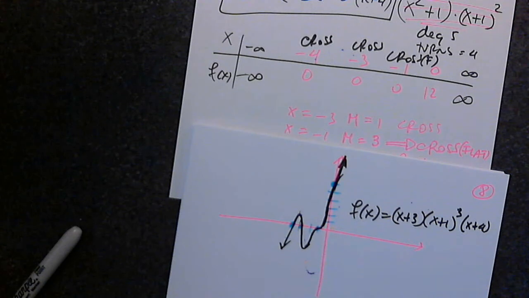Okay? So then it crosses at 0, 12 going to infinity. You see the difference between multiplicity 1 and multiplicity 3? It's totally different. It crosses only once, of course. All of them cross once, but very slowly. It approaches the x-axis slowly.